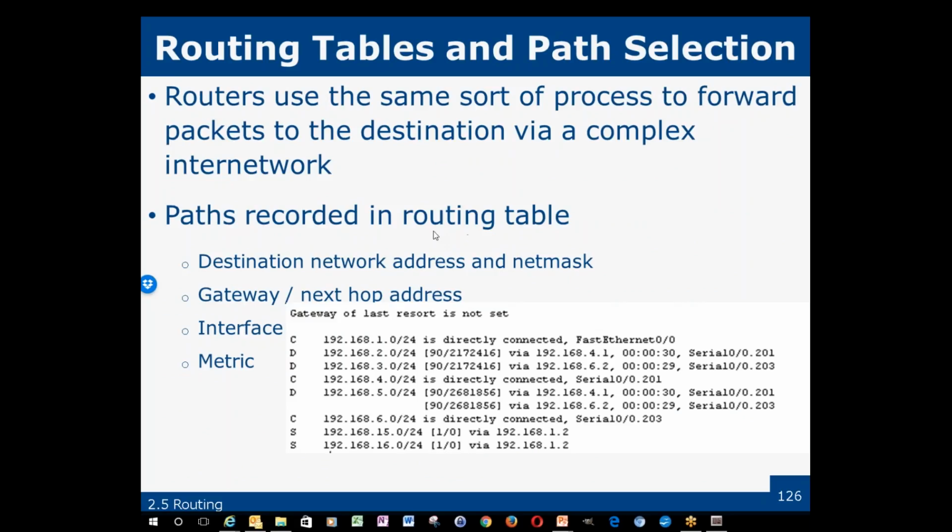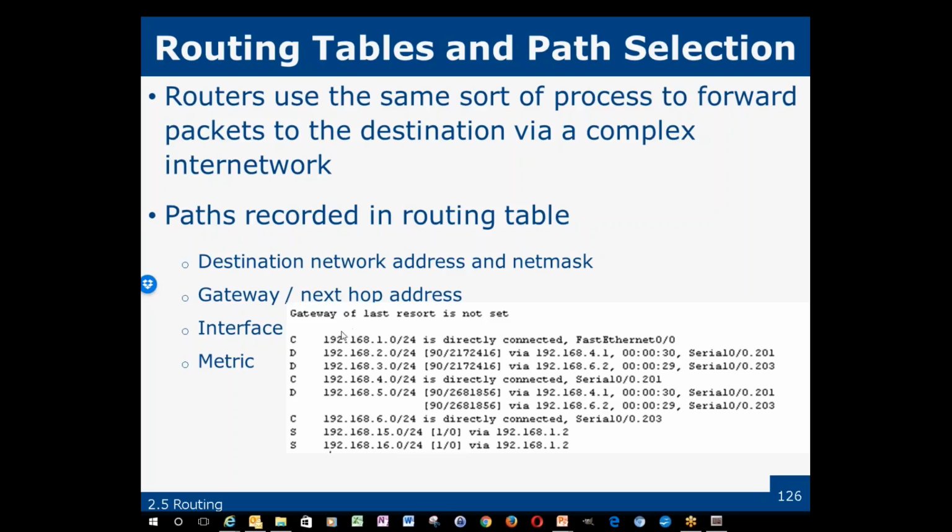Paths are recorded in the route table, and I copied this from one of the routers that I have. The gateway of last resort is not set. The gateway of last resort is what's called the default route. The default route is the one where, if it can't find anything else, that's where it goes. Typically, if you're going to an ISP from a location, that's the only route you need out, but you'd have to have other routes internally.